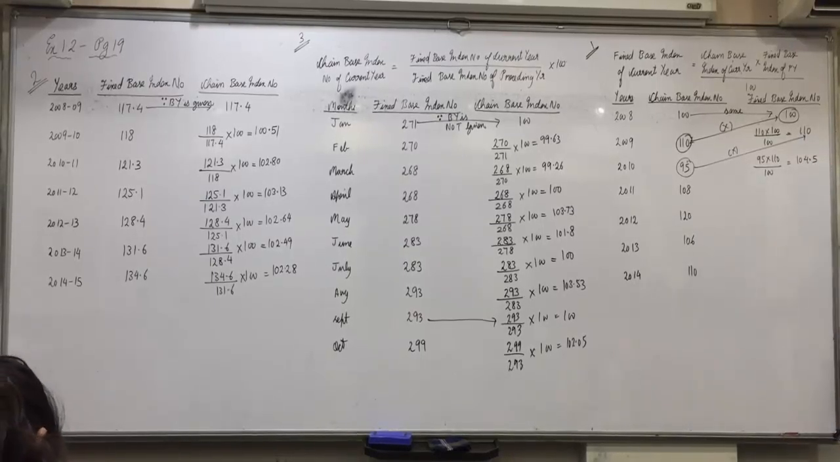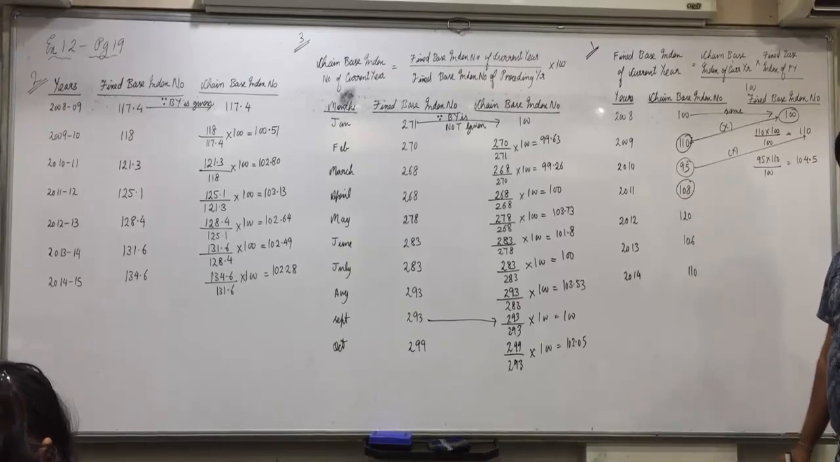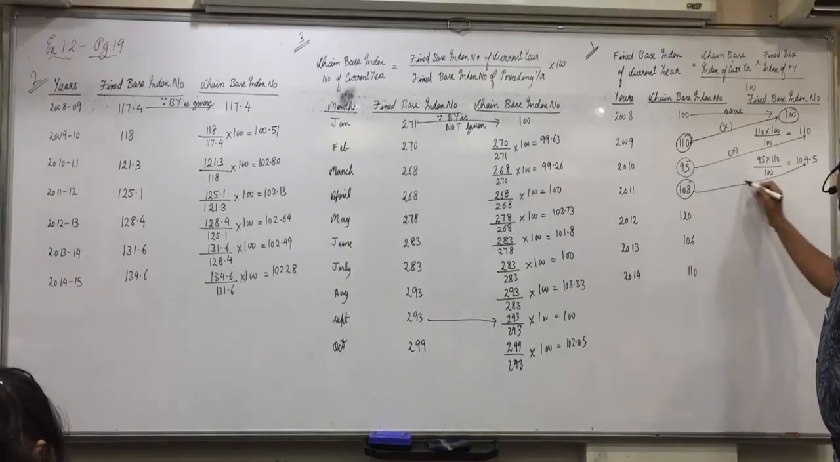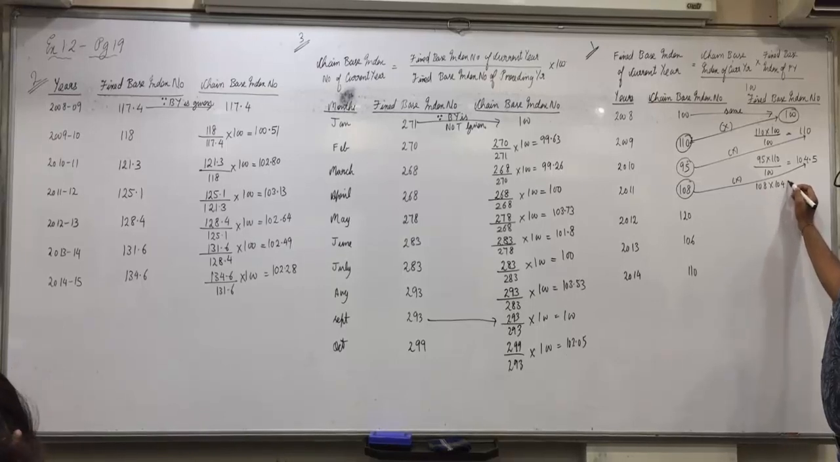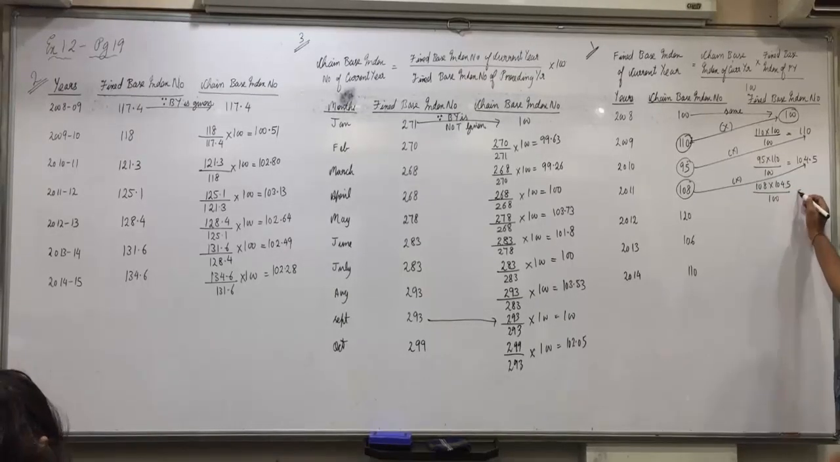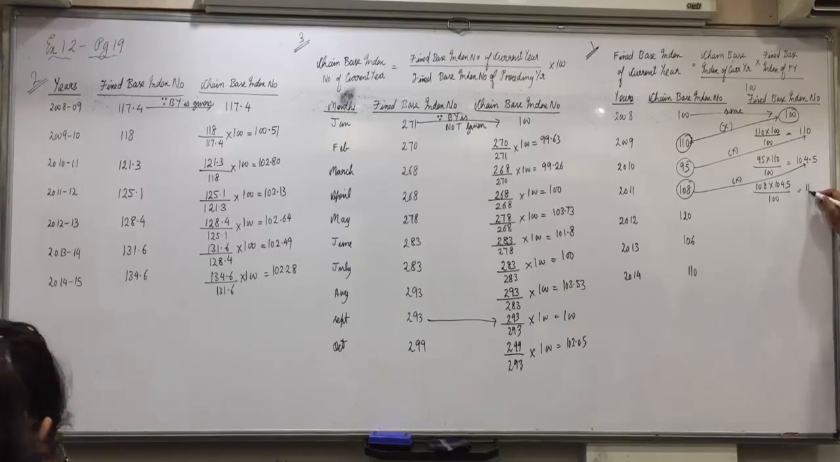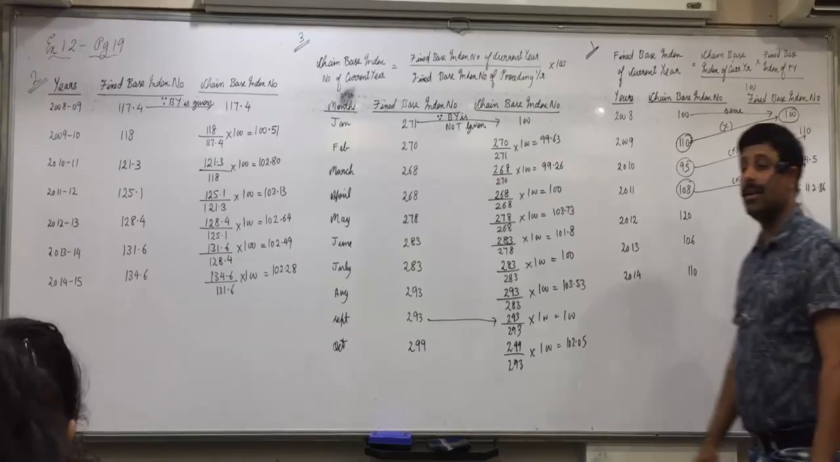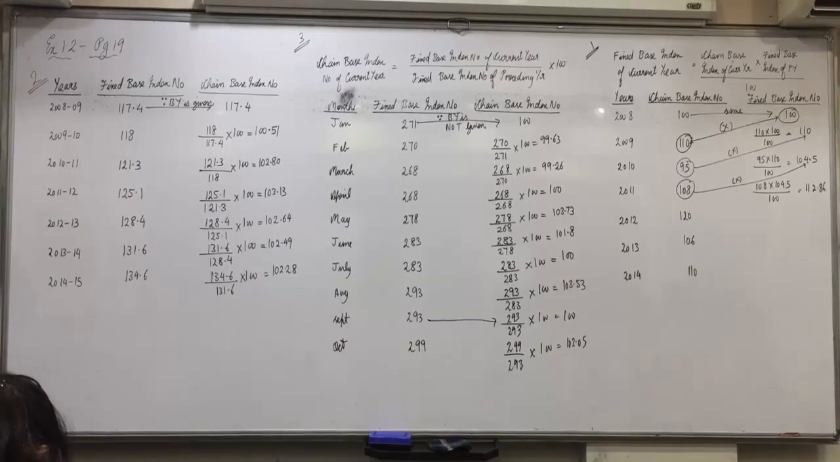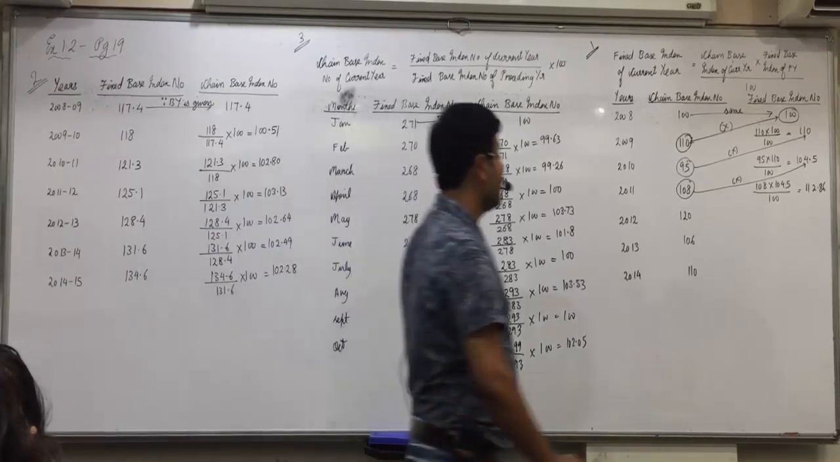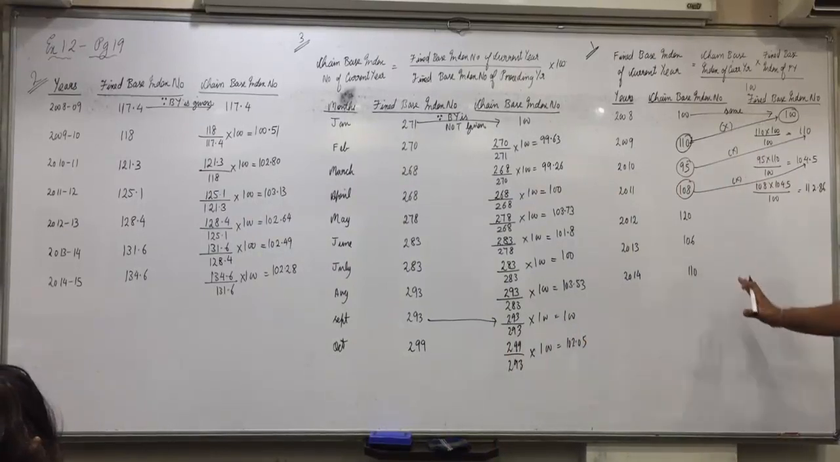Able to understand this? Once again, see here, chain base of current year 108 into fixed base of preceding year 104.5 divided by 100. 112.86. Did you understand this? Any confusions? Raise your hand who did not understand this method. Yashvi, next.